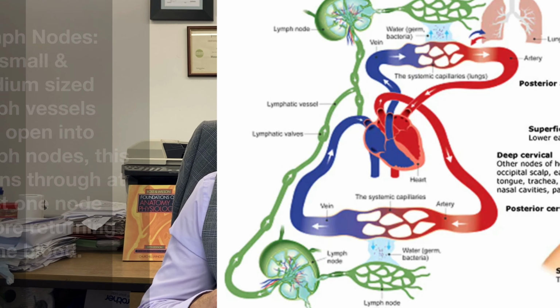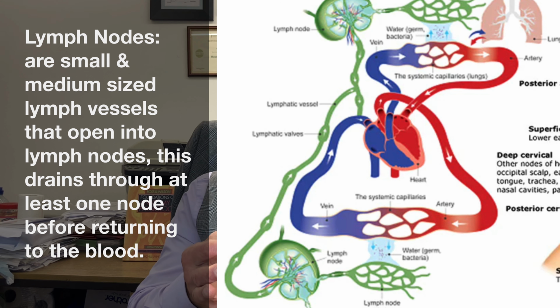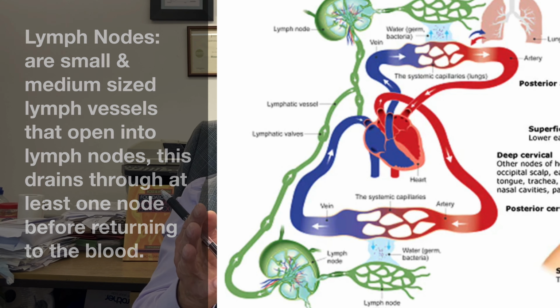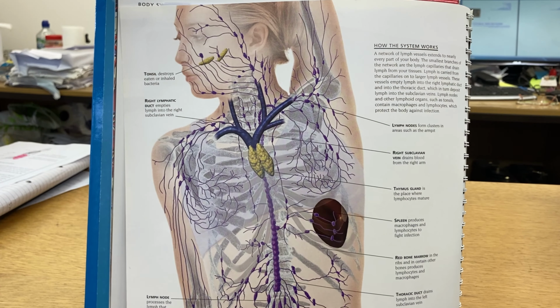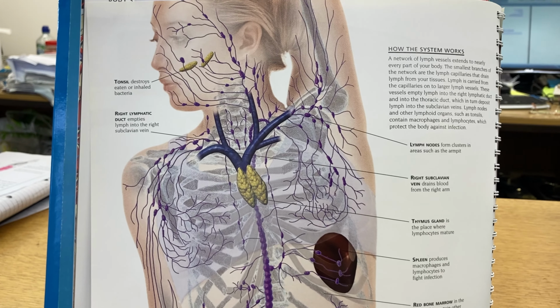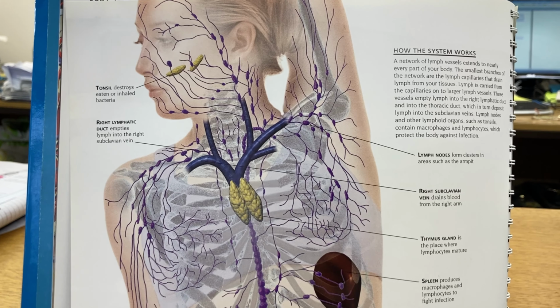And number five, the lymph nodes are small, medium-sized, and lymph vessels open into lymph nodes. This drains through at least one node before returning to the blood. Let me show you. It is your lymphatic system which handles this excess fluid and brings it back around.